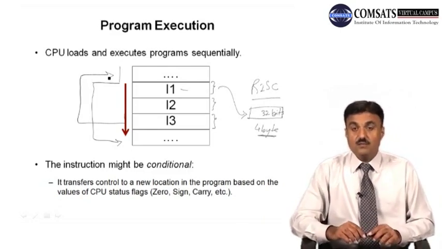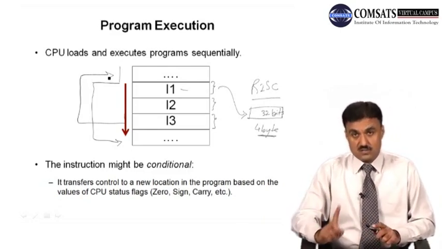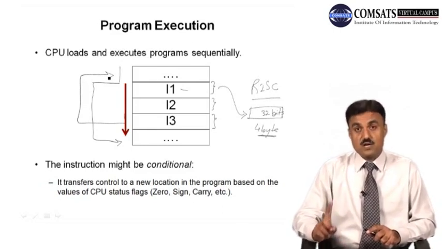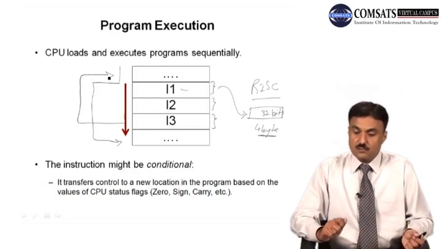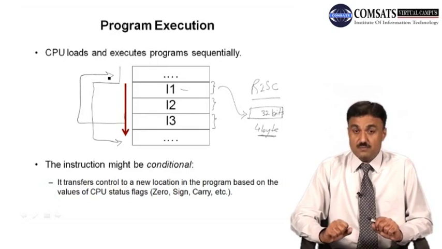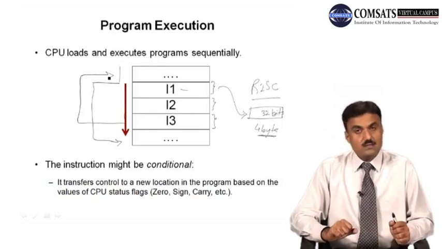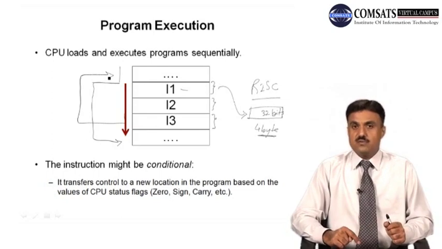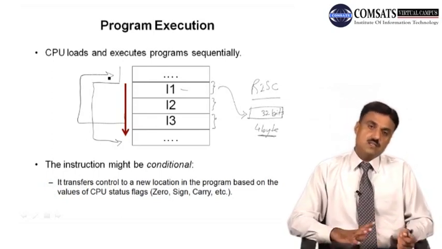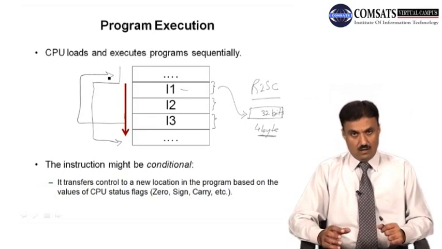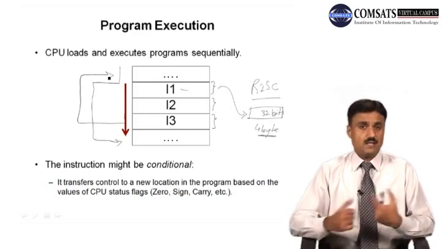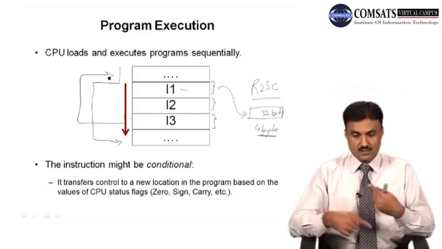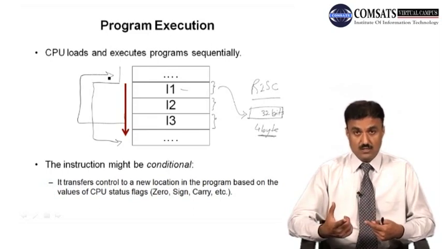So the conditional control transfer instructions transfer control to a new location inside the program based on the values of CPU status flags: zero flag, sign flag, carry flag, and so on. So if some value is less than this one, greater than this one, or if the result is 0, less than 0, greater than 0, and so on, we perform this conditional transfer of control. So we perform looping, jumping, and so on.